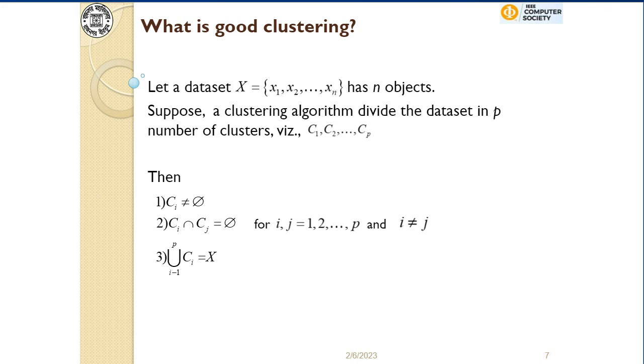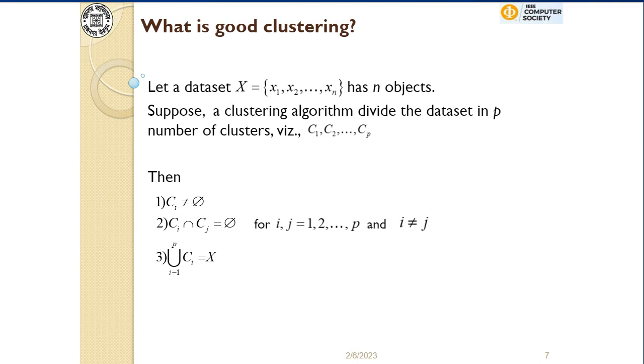So the number of clusters is p, and you have different clusters c1, c2 to cp. You are dividing or segregating the entire data points into p number of clusters. If you have a good clustering algorithm, you should ensure that no cluster is null, that is, an empty set. At least one single point should be there in every particular cluster. Also, there will be no overlap between two different clusters, so the intersection will be a null set.